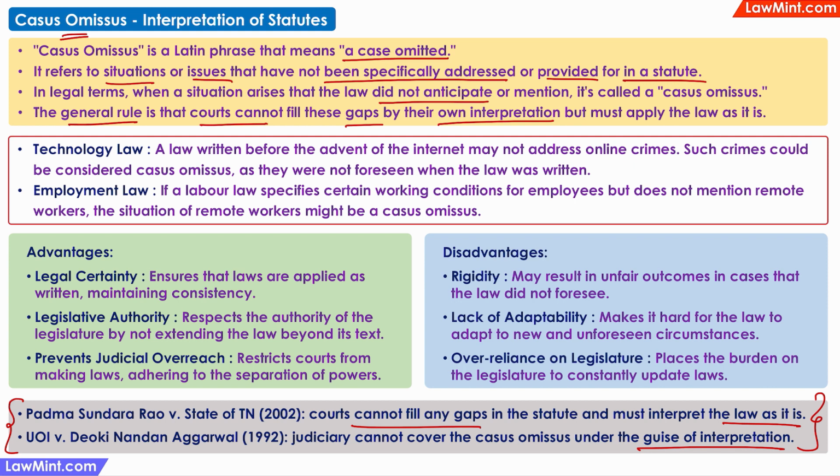Since the basic idea here is to interpret the law as is, the advantages will be certainty or predictability, and also in ensuring that the process of creating laws is left to the legislature. The disadvantages are that this makes the laws rigid and there is an over-reliance on the legislature, leading to relatively straightforward situations not being addressed, just because there is no specific law in place.